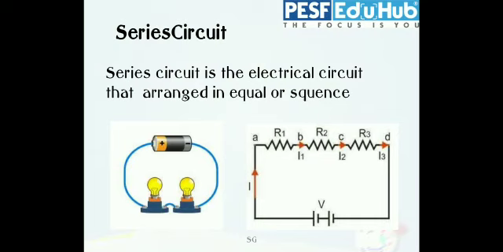Actually, a series circuit is an electrical circuit arranged in a sequence, and the circuit is shown in the figure. Here there are three resistances R1, R2, and R3 connected in sequence. Means the first resistance R1 has two terminals A and B, and another resistance R2 has terminals B and C. See, one terminal is connected together because B is a common terminal between R1 and R2, and C is a common terminal between R2 and R3.